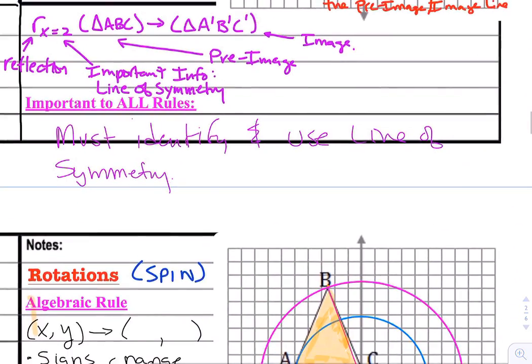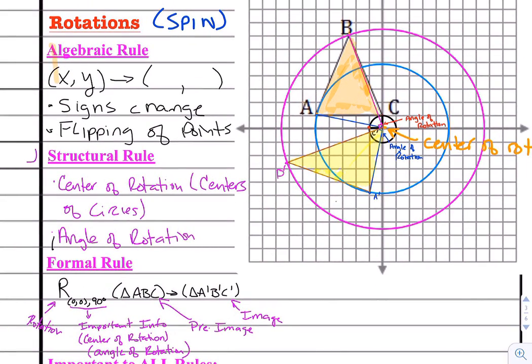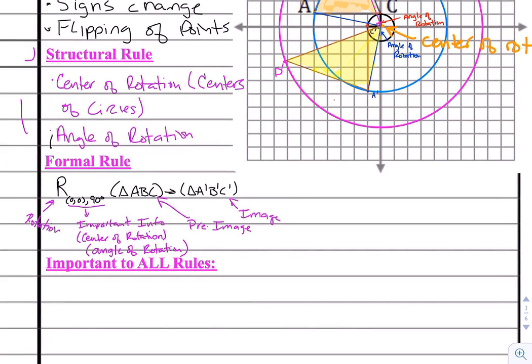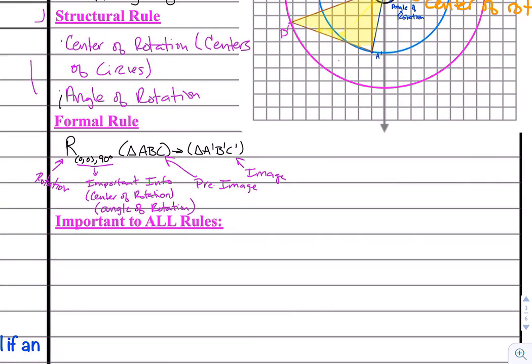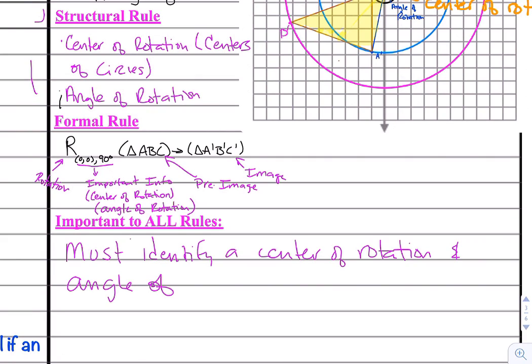Okay, you must. Finally, rotations, which I know is probably the most complicated of the three. You're spinning in a circular motion, clockwise, I'm sorry, in this case, counterclockwise, in a big circle using an angle of rotation with the center of rotation. And so the important thing to this one, because again, the algebraic rule isn't really all that important, is that you must identify a center of rotation and an angle of rotation. Okay? Which, if you look, is why the rule reflects those two things.